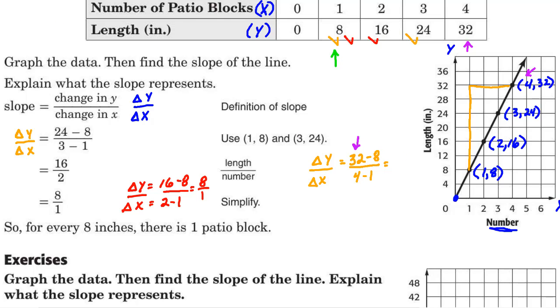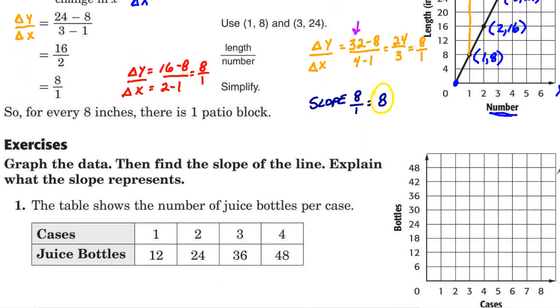If we finish that out, 32 take away 8 is 24, 4 take away 1 is 3, and that also simplifies to 8 to 1. So here our slope would be 8 to 1, or since 8 to 1 equals 8, we would just say that the slope, which was 8 to 1, would be 8. That would be our final answer. Somebody said, what's the slope? We'd say it's 8.